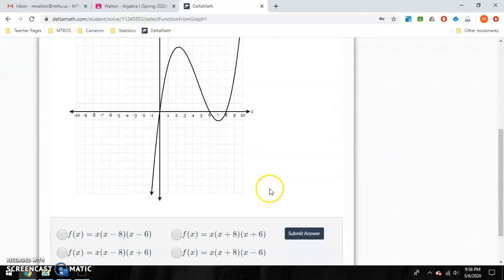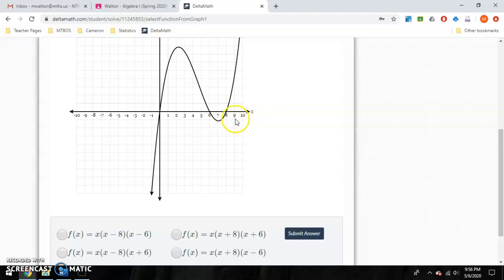All right. I like this one. Now this one has 3 solutions. We have one here, we have one here, and we have one here. We have 3 zeros to this polynomial. So I need to figure out which one of these equations has a solution at 0, a solution at 6, and one at 8.